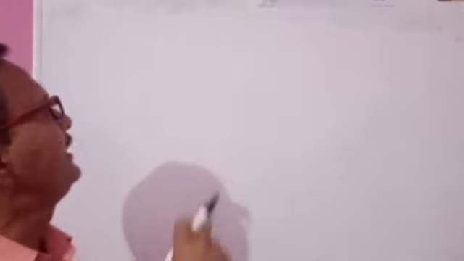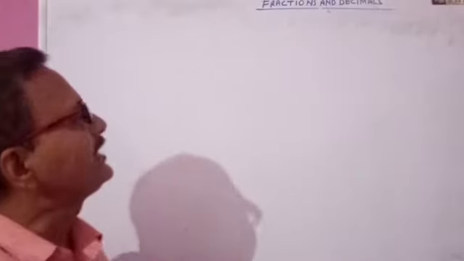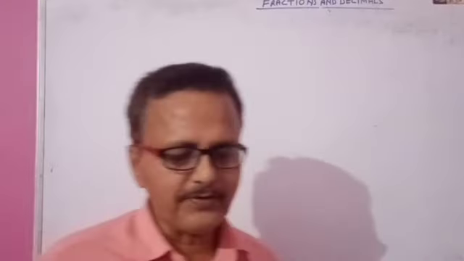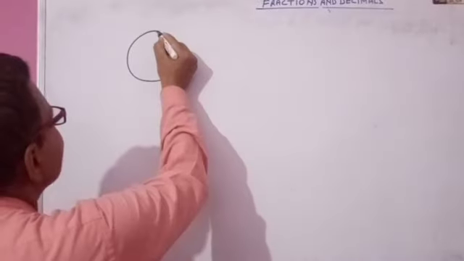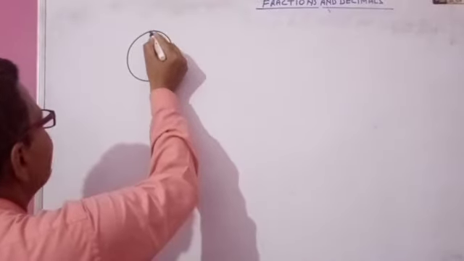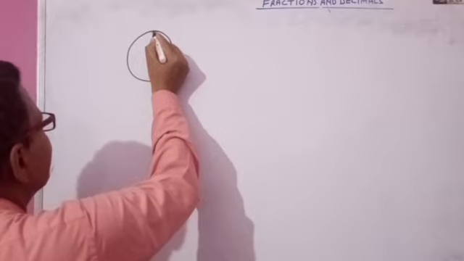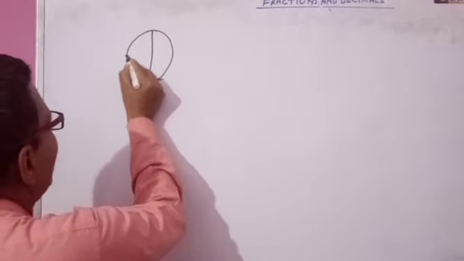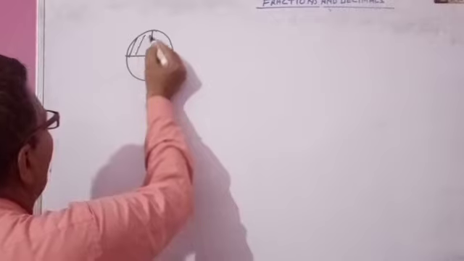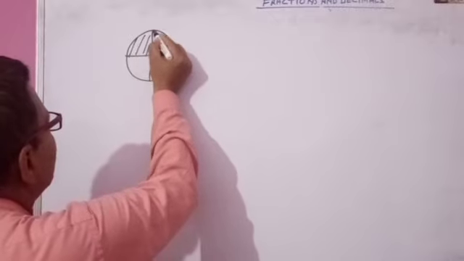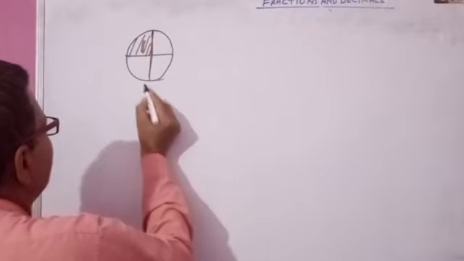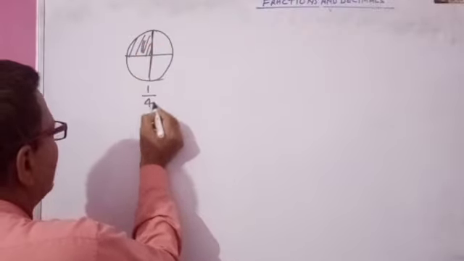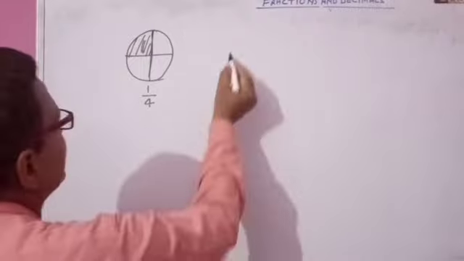Today we will read chapter 2, fraction and decimal. What is a fraction? A fraction is a part of a whole. Suppose this is one chapati and I divide it into four parts. Out of four parts, one part is shaded, so this is one fourth, the fraction.